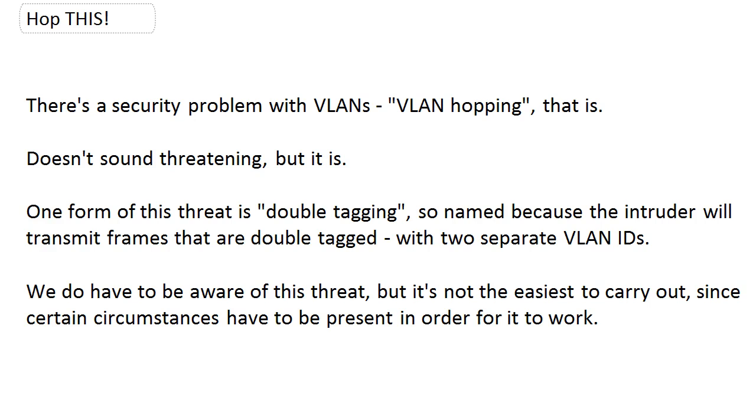And it doesn't sound very threatening, right? I mean, it sounds like something that would almost be desirable. Hey, VLAN hopping. But there is a security issue. It's called double tagging. And it's named that way because the intruder is going to transmit frames that are indeed double tagged with two separate VLAN IDs. Now, we have to be aware of this threat, but as you're going to see in a moment, it's not the easiest to carry out, because certain circumstances have to be present in order for it to work for the attacker.